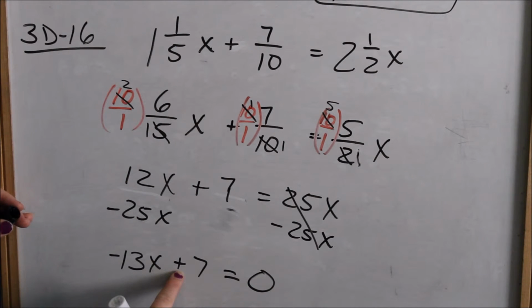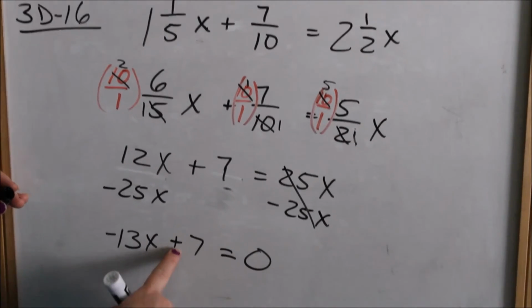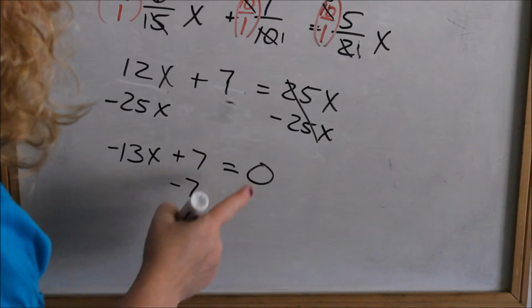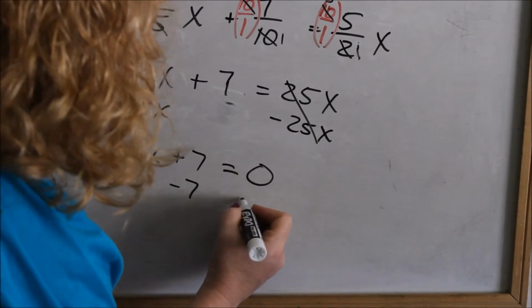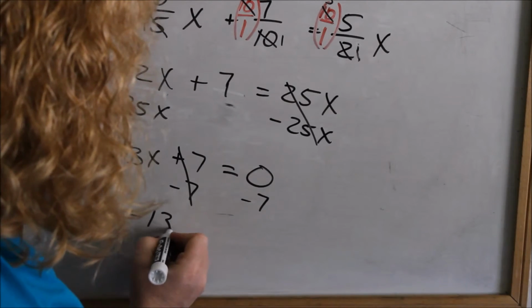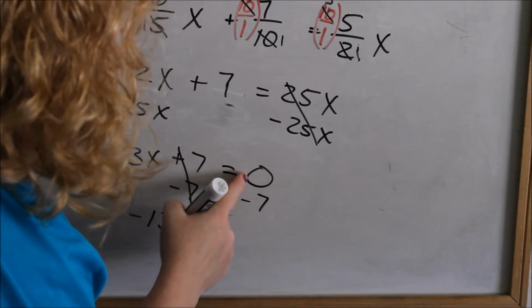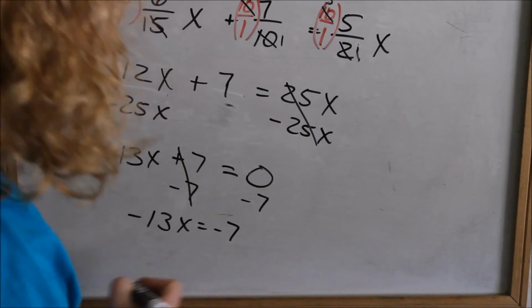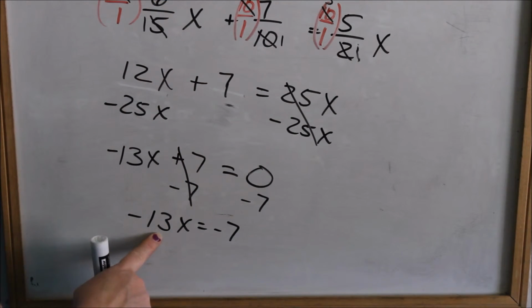Now I need to get this 7. I need to move the 7 away. So if I'm adding 7, I need to subtract 7 in order for it to go away. But if I subtract 7 on the left, I have to subtract 7 on the right. That goes away, which leaves me a negative 13x. 0 minus 7. If I have nothing, I get into debt 7. I am still in debt. I have to get rid of this negative 13.